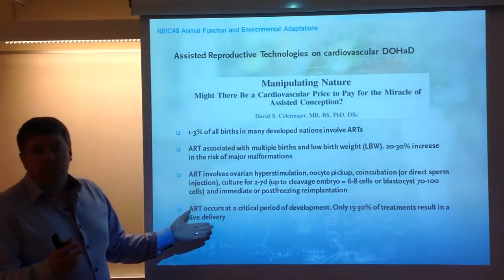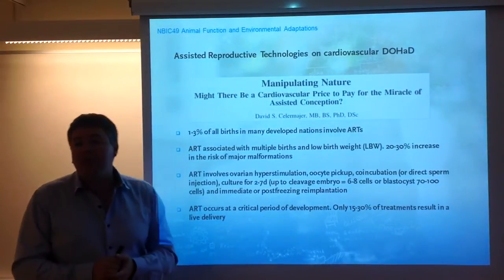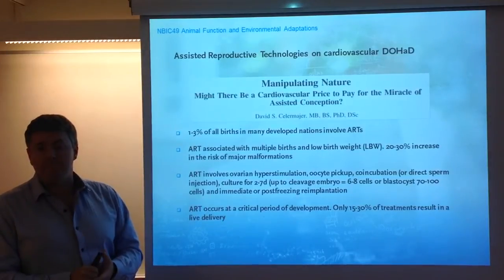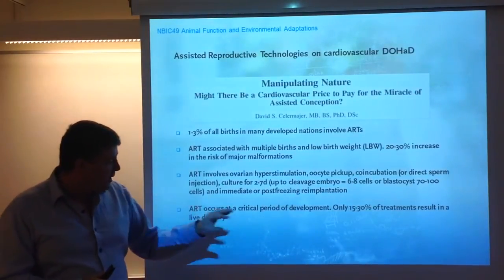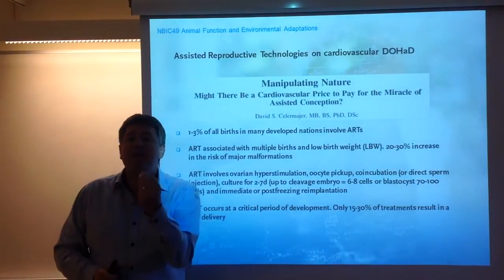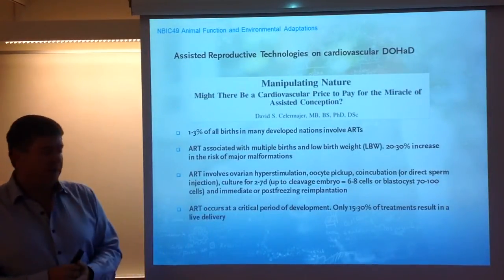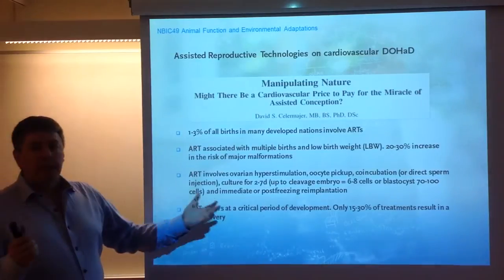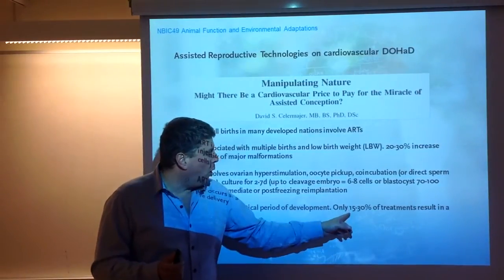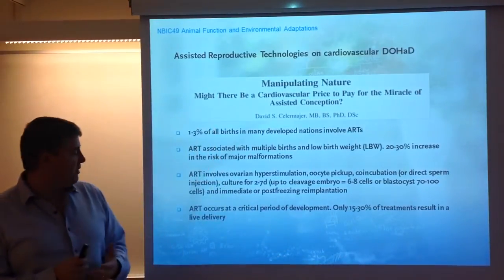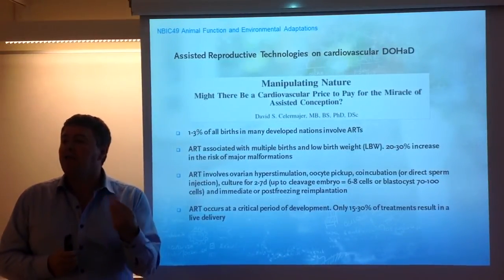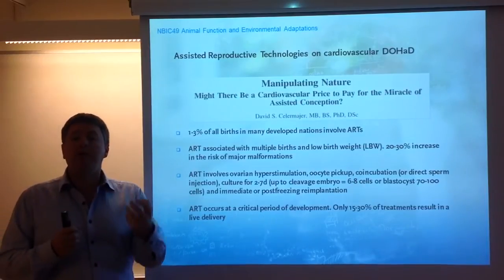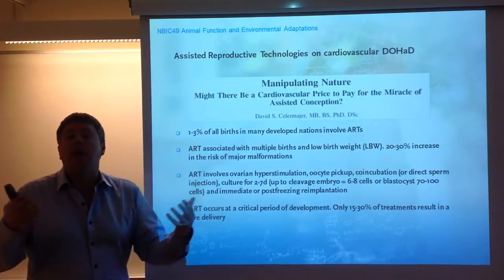Of course, it makes it even more dangerous the fact that assisted reproductive technology occurs at a critical period of development, the very start of development. Not surprisingly, you should know that only 15 to 30% of the treatments actually result in a live delivery. So there is a high degree of failure, which already tells you that there are lots of things that are not totally controlled.